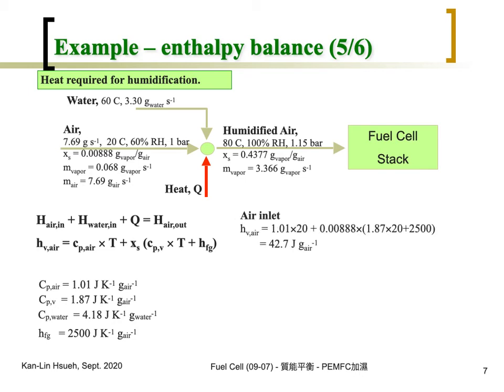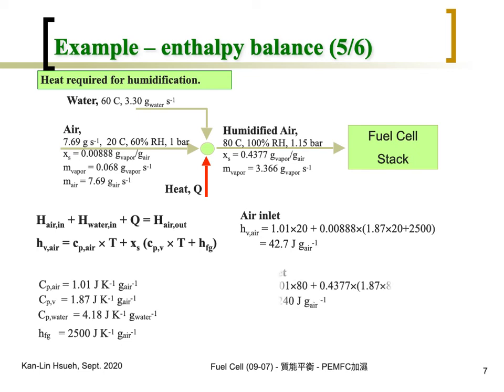We can calculate the air inlet enthalpy. The first term is the dry air enthalpy. We multiply the specific heat of dry air and the temperature 20 degrees, plus the amount of water in, which is 0.00888 gram of vapor per gram of dry air, times the specific heat of the water vapor, and then the latent heat or the evaporation heat of the water. So we end with that.